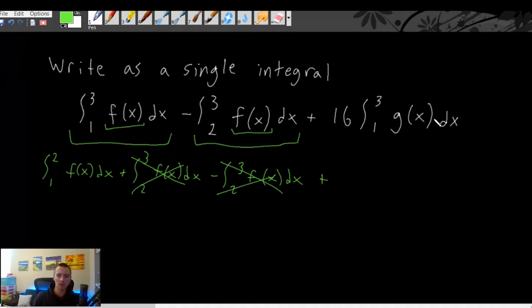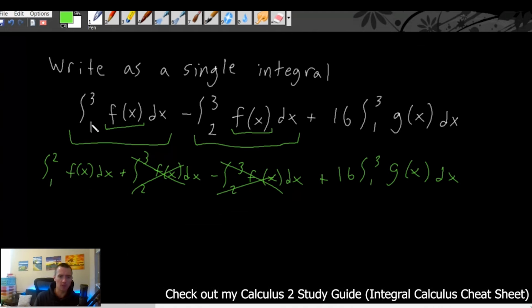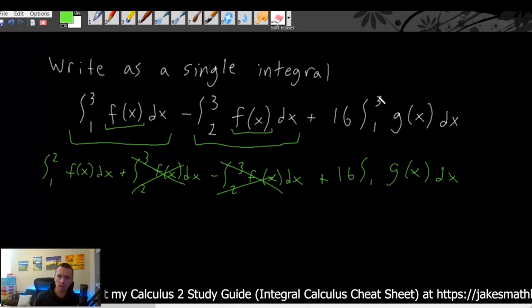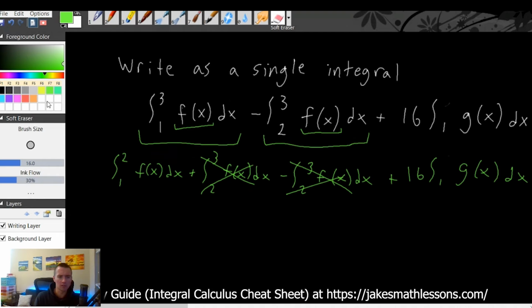And then we're still going to have the same thing over here, 16 times the integral from 1 to 3 of g of x dx. So now what we want to think about is what we can do with this integral. And actually, I'm sorry, I made a mistake here. This was supposed to be a 2 right here. This integral over here should go from 1 to 2 of g of x dx.